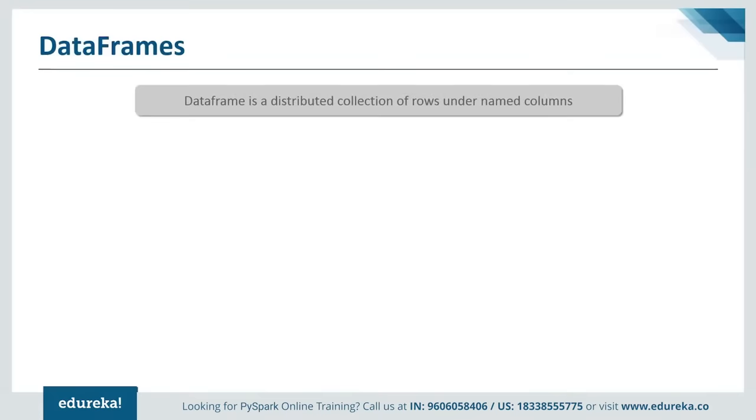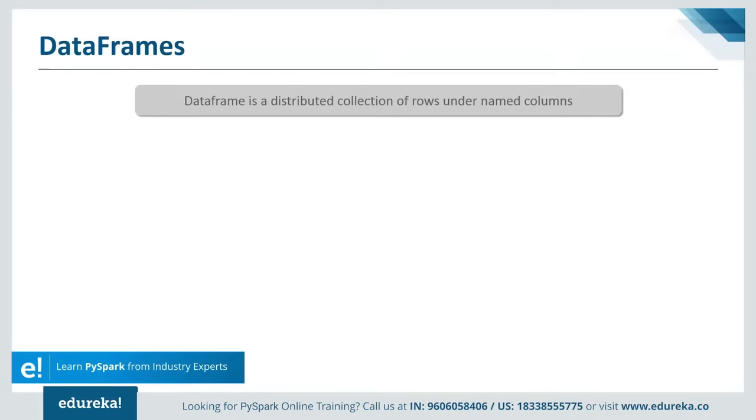Now, these are small topics, and the next topic that we'll be covering on our list is DataFrames. DataFrames in Apache Spark are a distributed collection of rows under named columns, which is similar to relational database tables or Excel sheets.